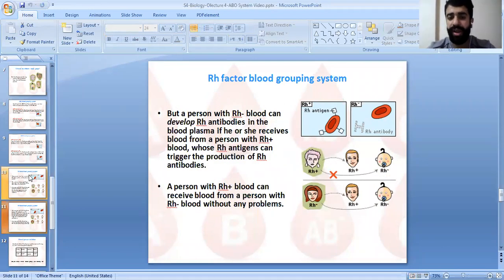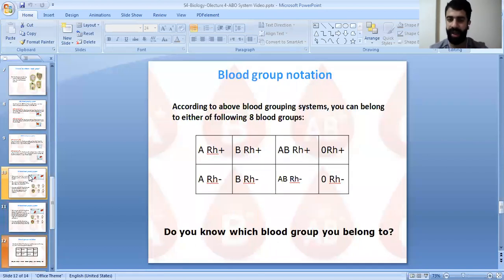But a person with RH minus blood can develop RH antibodies. This is information I don't want you to concentrate on or focus on. You have to know only from the RH factor that it determines whether it's positive or negative. If you have it, I am positive. If I don't have it, I am negative. These two slides, you have to explain them by these two sentences. If I have RH factor, I am RH plus, so I'm positive. If I don't have the RH factor, my blood group is going to be negative, like O negative, B negative, and so on.